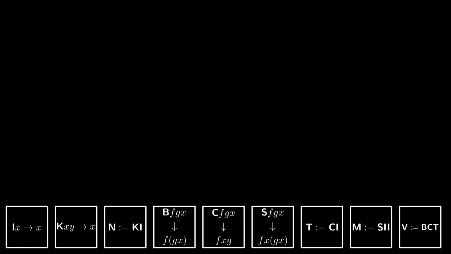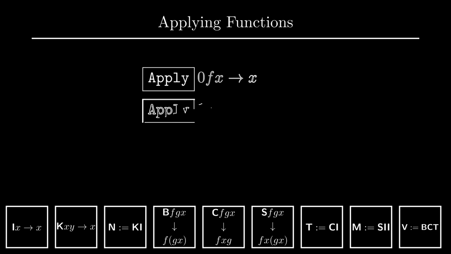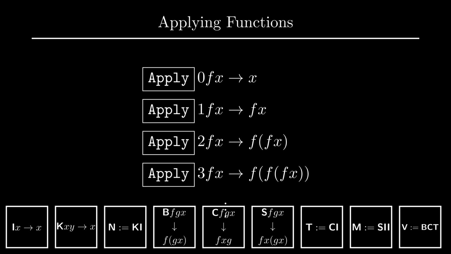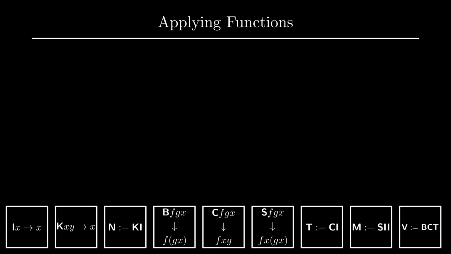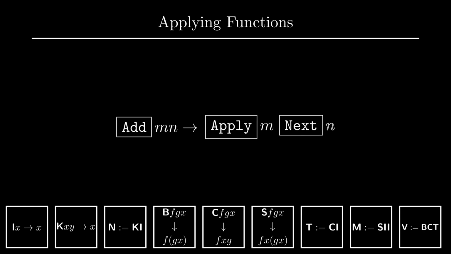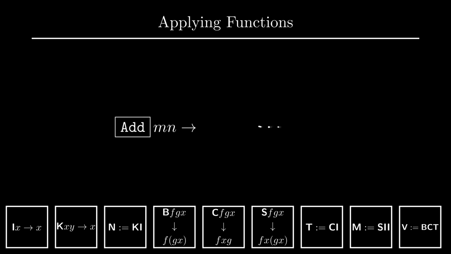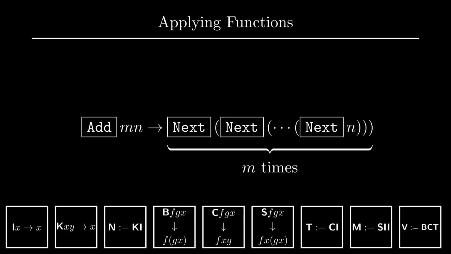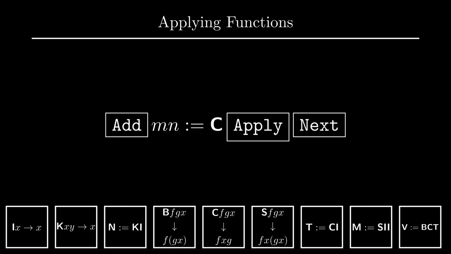We are getting closer and closer to the Fibonacci program. But first, we need to simulate the behavior of applying a function n times to some input x. In other words, we want something like this. For example, adding two numbers m and n is the same as applying next m times to n, that is, and this compiles to. We still need to define the function apply though.